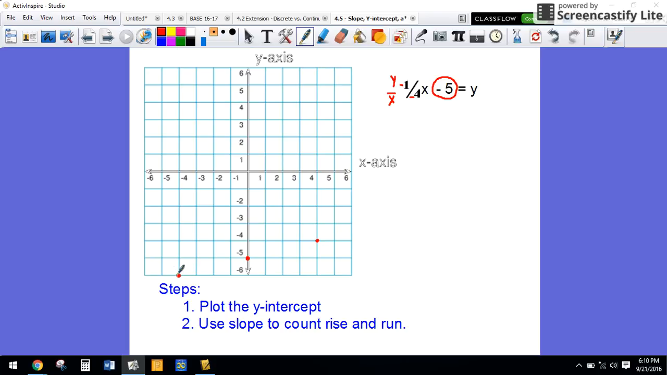Now you guys will use a ruler when you do this for me, but I am doing this on my computer, so I don't really have access to a ruler. So we would connect our points. Because it is a line and not a line segment, we will put arrows on both sides.